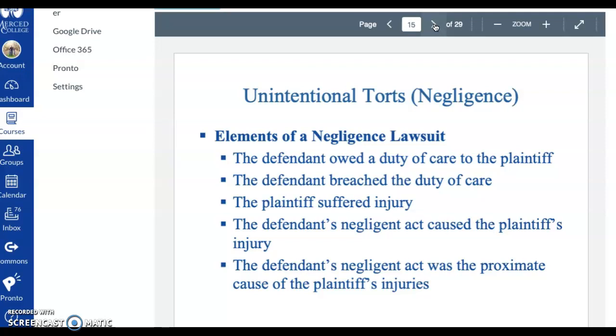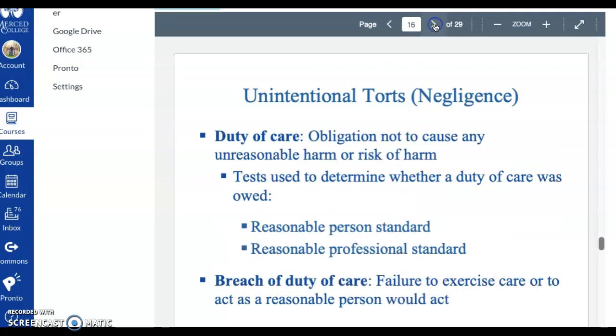So we're going to look at the defendant owing a duty to the plaintiff. They breached that duty. The plaintiff, in fact, suffered an injury. The act was the direct result of the injury, and there was no way for them to mitigate that injury.